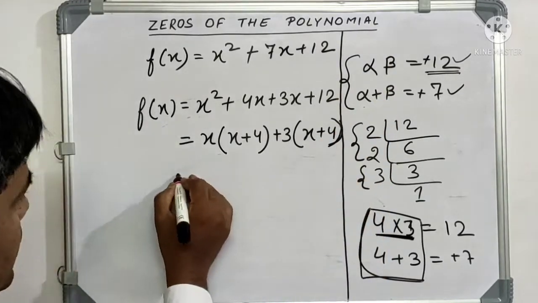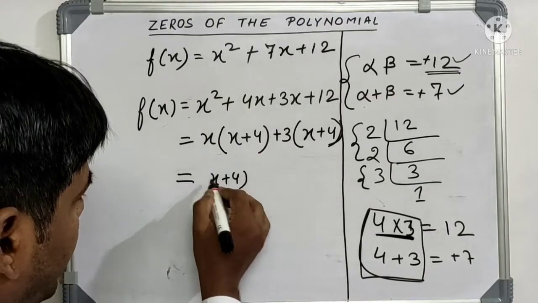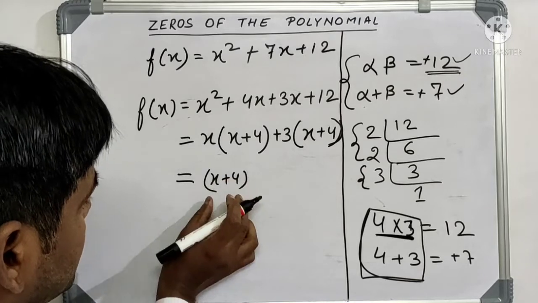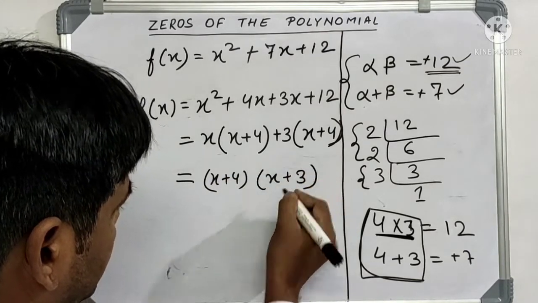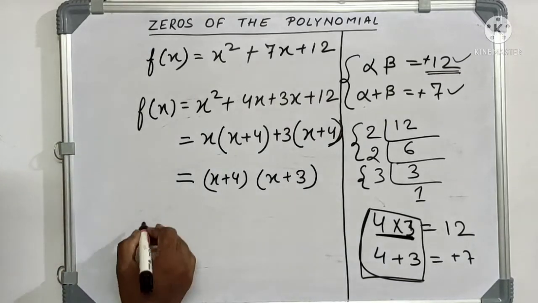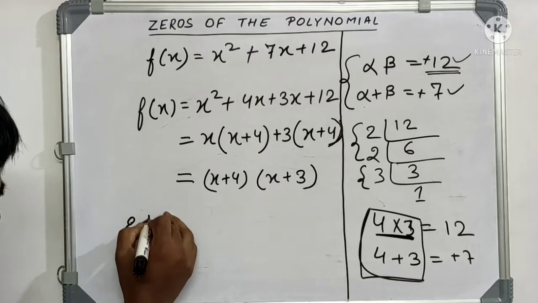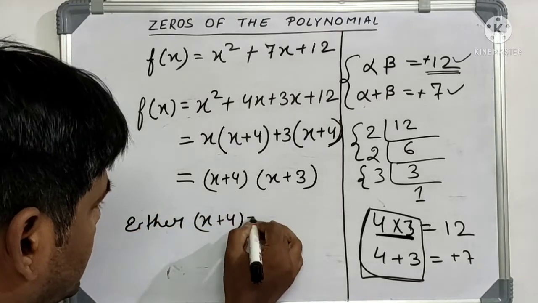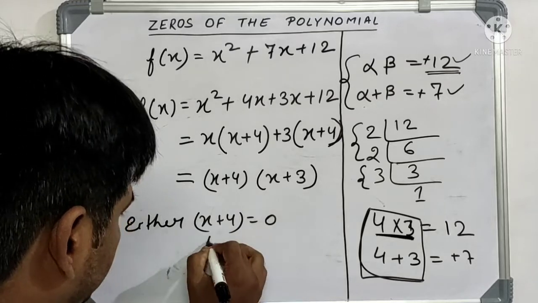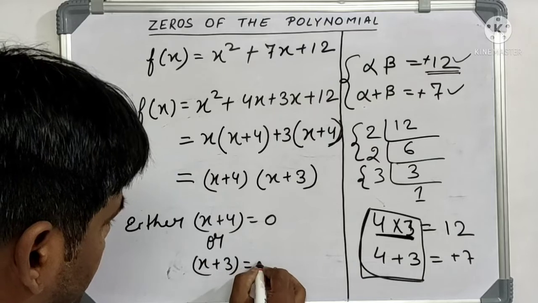Now see, x plus 4 is one of the factors. So these are the factors. This is the factor, and the other factor is x plus 3. If I want to say that, so either x plus 4 is equal to 0 or x plus 3 is equal to 0.